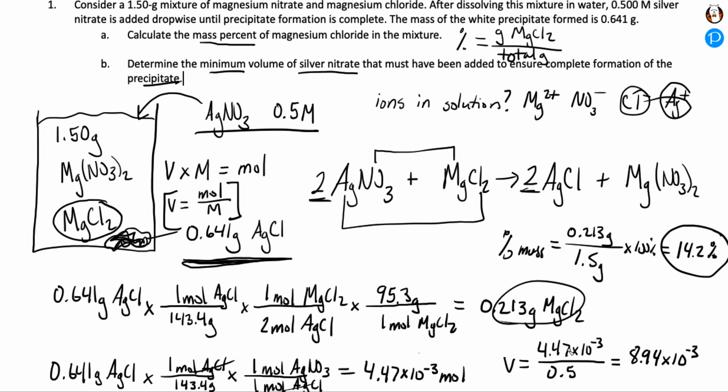Remember, when we take moles divided by molarity, we get units of liters. So we could convert it to milliliters, and it would just be 8.94 milliliters. That would have been the minimum volume needed of that 0.5 molar silver nitrate. That's how many milliliters of this we would have needed to add to get all of the chloride ions reacted to make that AgCl.